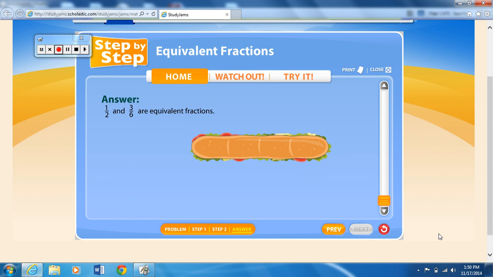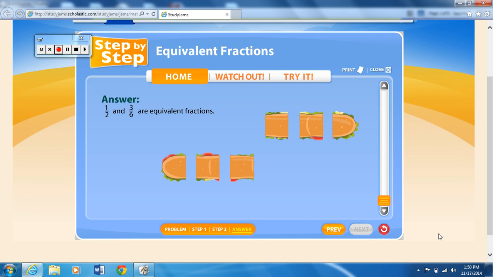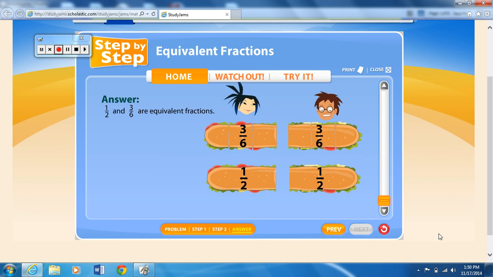That means if we cut the sandwich into 6 pieces, we would get 3 pieces each. We'd still be getting the same share as if we had cut the sandwich in half.